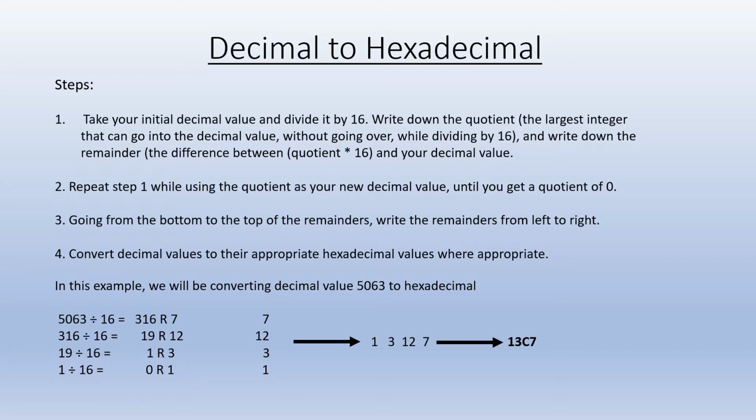Then you divide 19 by 16 and so on until you get a quotient of 0, as shown in the bottom left. And at that point is when you, from bottom to top, arrange the remainders from left to right, convert any decimal values to their appropriate hexadecimal values, and you'll end up snapping them back together, and you get 13C7, which is the hexadecimal conversion of 5063 in decimal.